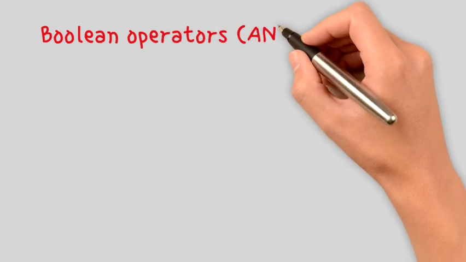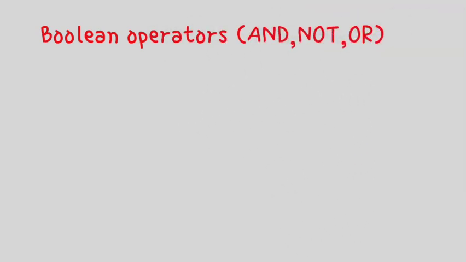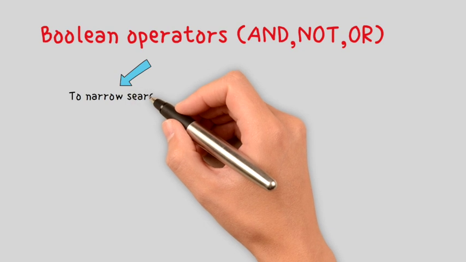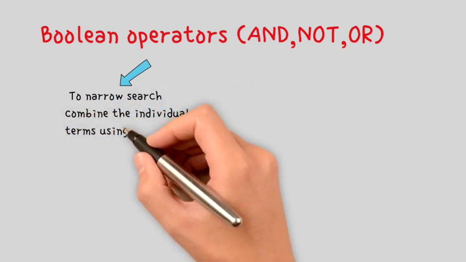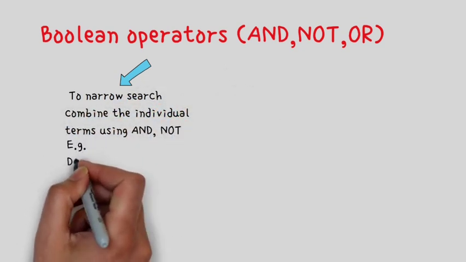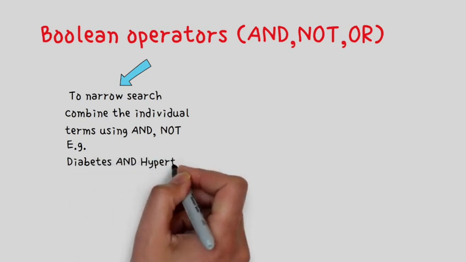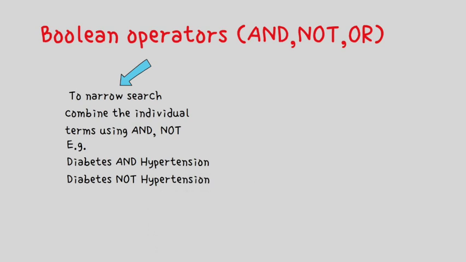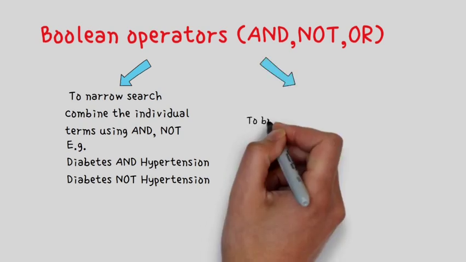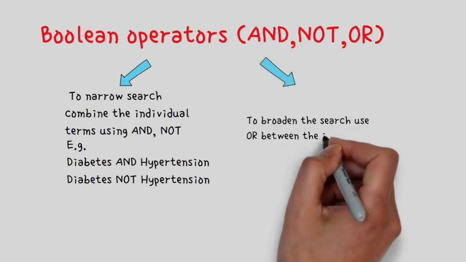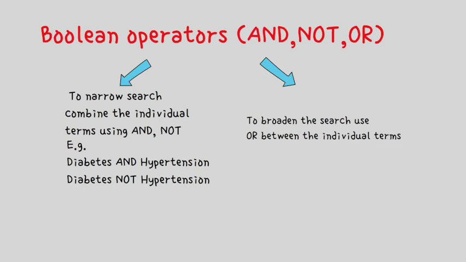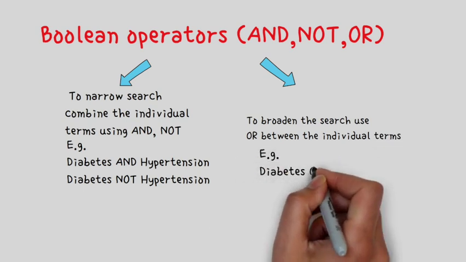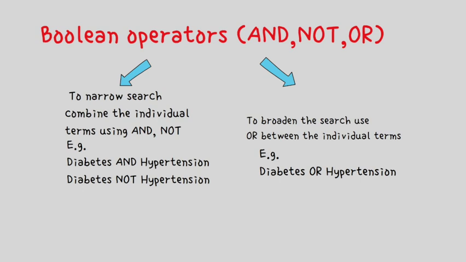Boolean operators are the words and, or, not. For example, if you want to narrow down your search, then you combine the individual terms using and, not. For example, use of and will return literature with both diabetes and hypertension in its text. Use of not will return words with diabetes but will exclude hypertension. To broaden the search, use or between the individual terms. The use of or will return literature with at least one or both terms in its text.